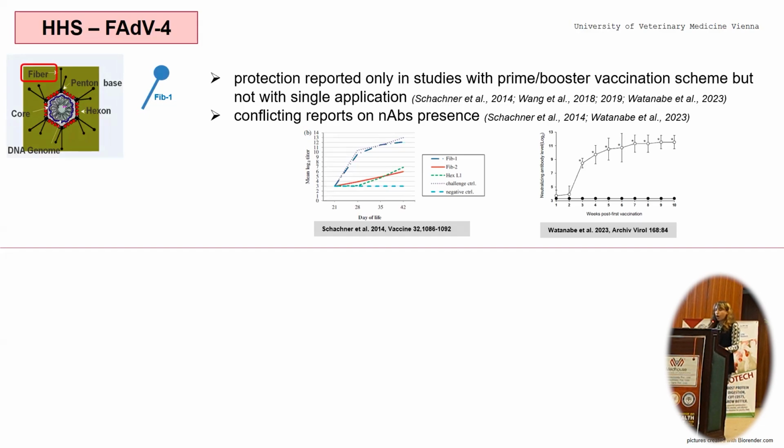Also, there are conflicting reports about the presence of neutralizing antibodies. In one case, there were no neutralizing antibodies. One other study actually showed that there were. You can see here, for example, in this case, before challenge, no neutralizing antibodies. This is another paper, and instead they have a pretty good development. Probably the reason is that there are always differences in the setting of the in vivo protection study, the quantity of the protein that is used, the age of the chicks that are vaccinated, etc. And apparently for fiber 1, this is very important when it comes to the development of neutralizing antibodies.